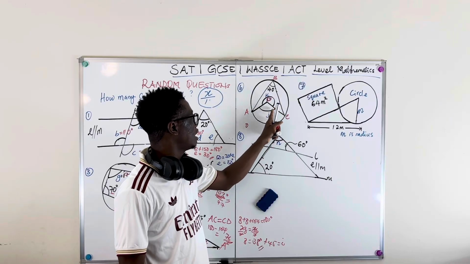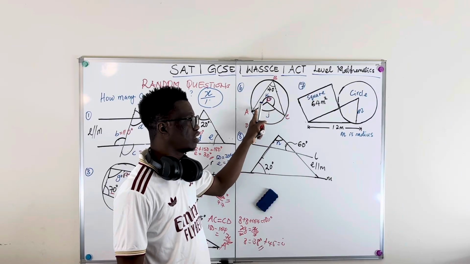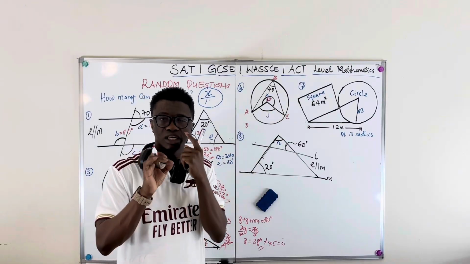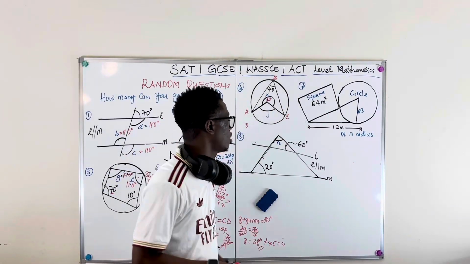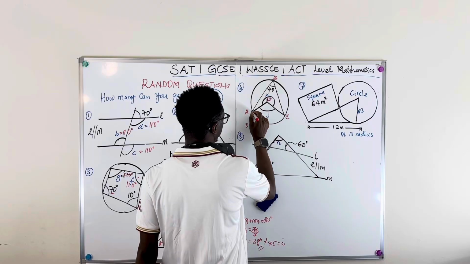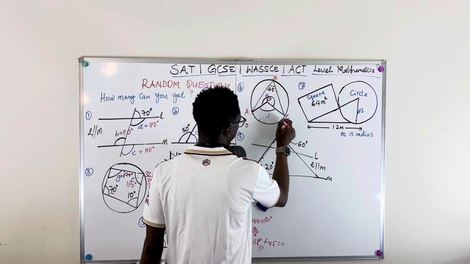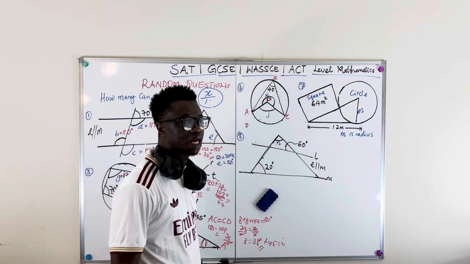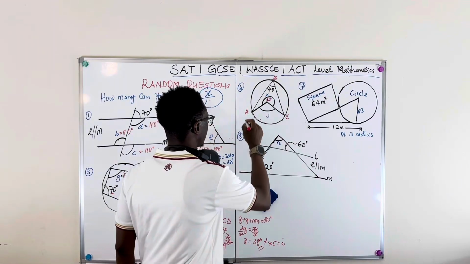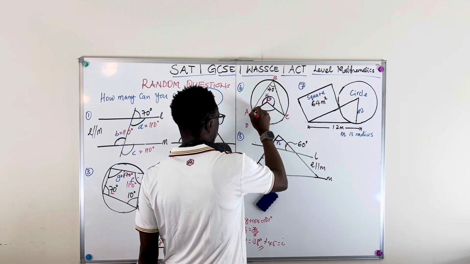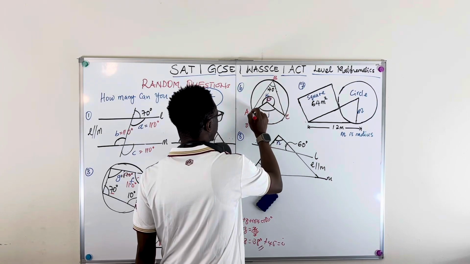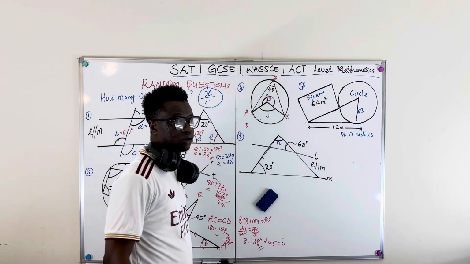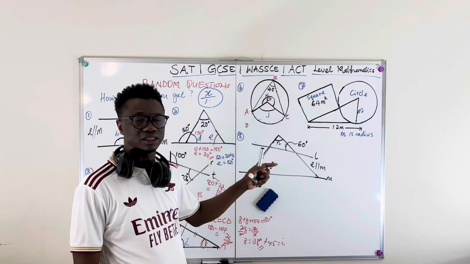angles at the center is twice that at the circumference if they are subtended by the same arc. What is the arc here? From this point to this is the arc. How do you know they are subtended by the same arc? This line starts here, comes here, ends here. This again starts here, comes here and ends here. They all end at the same point. So, angles subtended by the same arc.